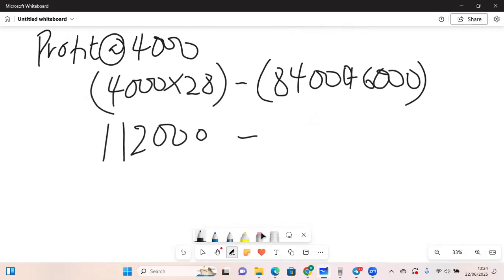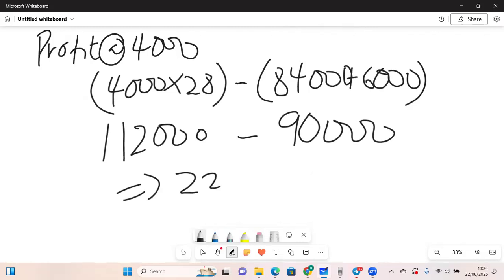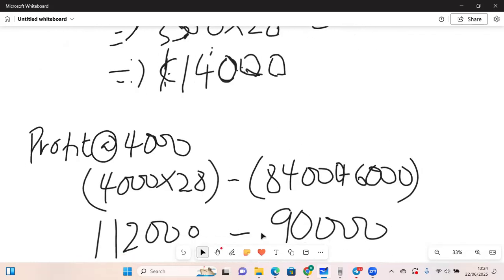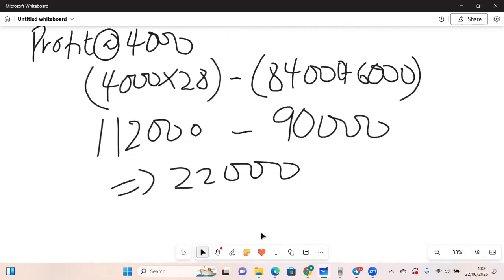It is going to give us 22,000. So if it were to be you, should she acquire the additional listing? Yes, because that will increase the profit to what? 22,000. So that is it for that side, right?